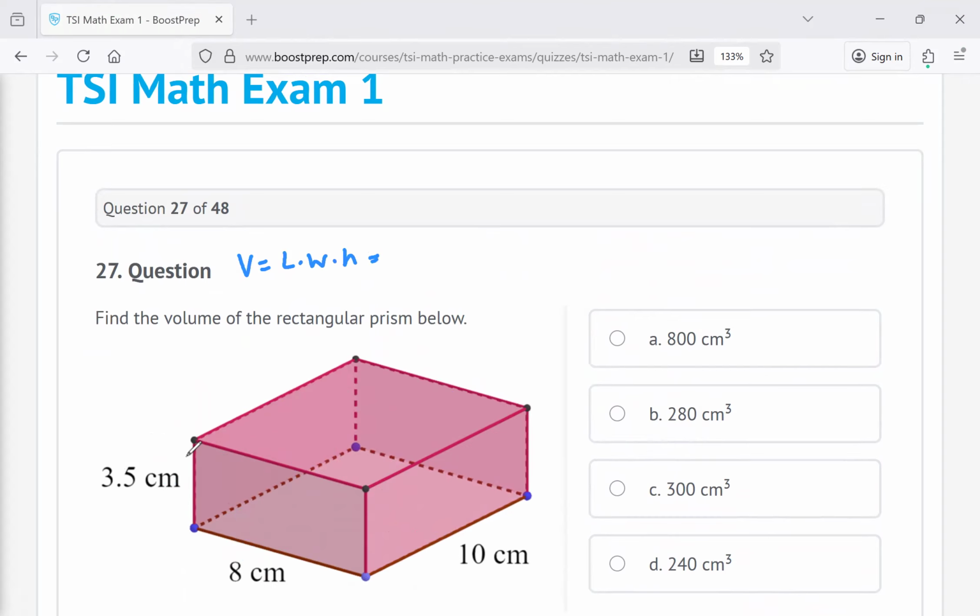So it's a 3.5 by 8 by 10. So just multiply that out and you get 280 centimeters cubed. Letter B.